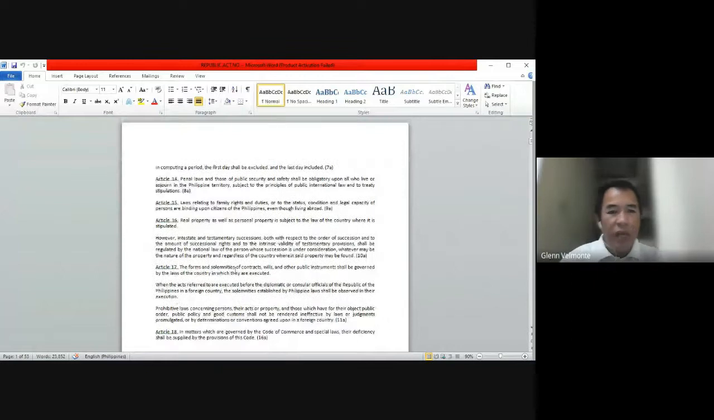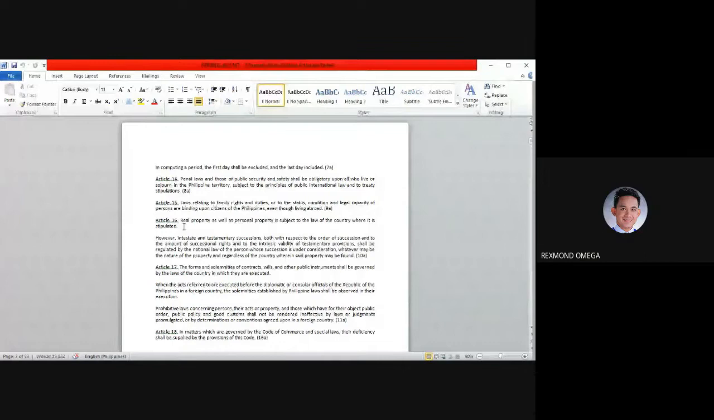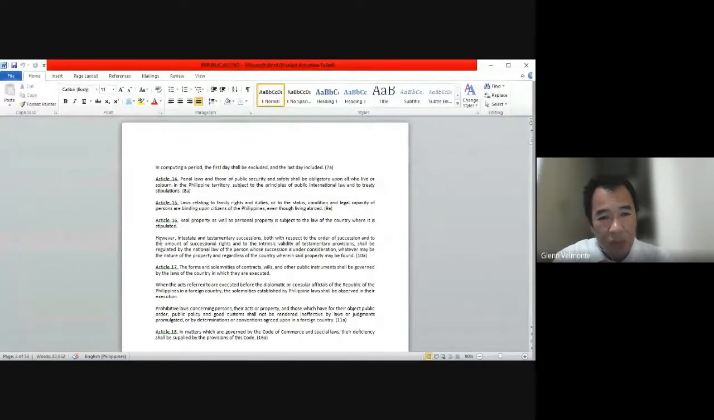Now we start with Article 16 of the Civil Code, which states that the real property as well as the personal property is subject to the law of the country where it is stipulated, or it is situated. So did you check what is the correct word? Is it really stipulated? Because some books normally, if it refers to a place, the word they use is not stipulated, but where it is situated. Anyway, we'll check later on what is the correct word.